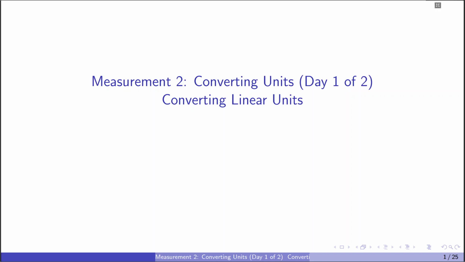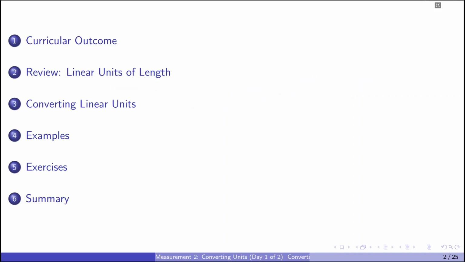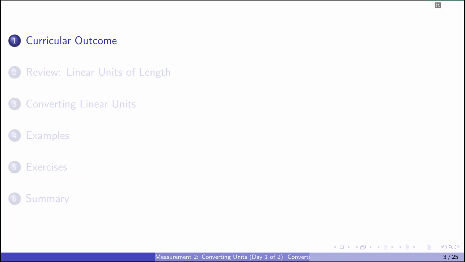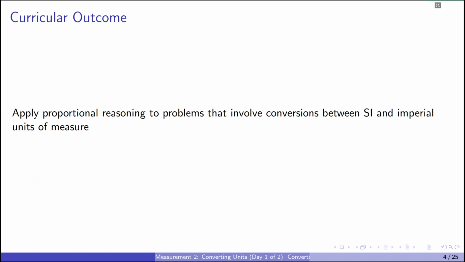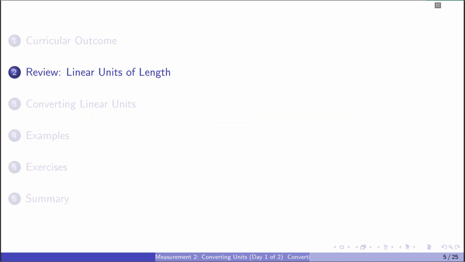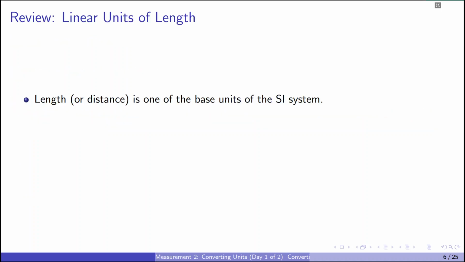This time we are looking at converting linear units. So again, we're going to look at our curricular outcome, have a quick review of linear units, and then work on conversions. So first, our curricular outcome. We're going to apply proportional reasoning to problems that involve conversions between SI and imperial units of measure. So let's review these units.